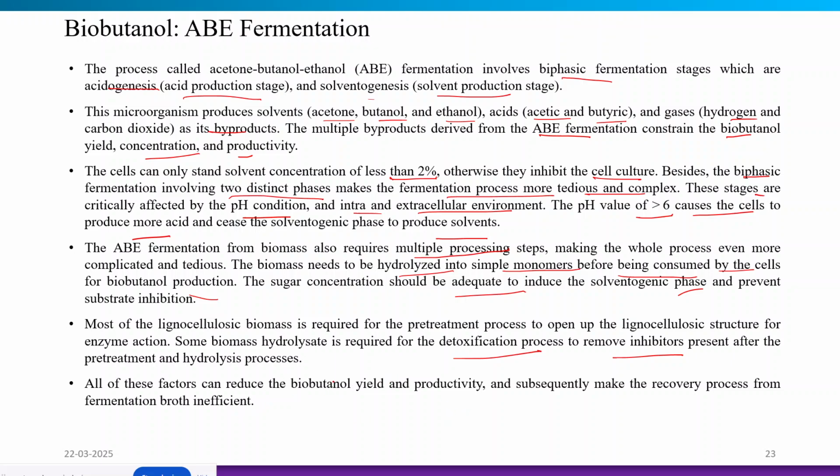So we need to optimize the process to maximize the biobutanol yield, so that the recovery process becomes easier. If the biobutanol percentage is very low, then distillation and other processes will be very inefficient for complete extraction of the biobutanol from that biphasic solvent phase.